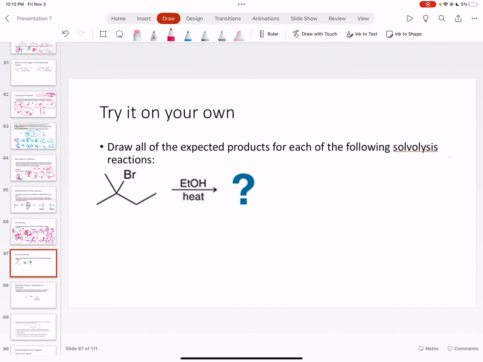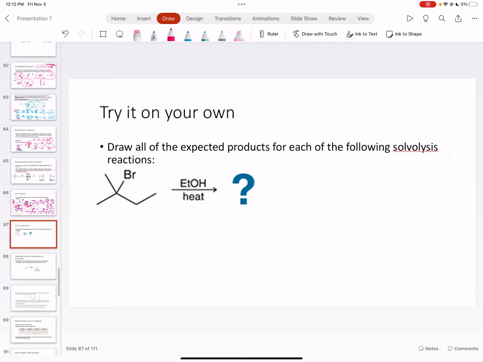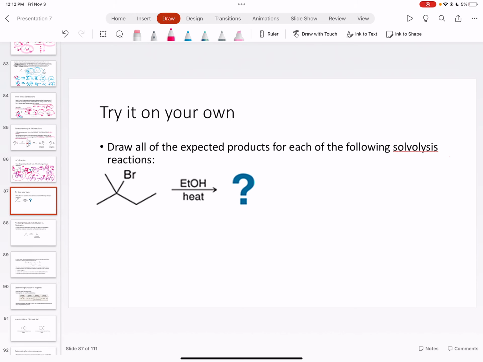Okay, so draw it on your own. Draw all the expected products for each of the following solvolysis reactions. Okay, so now I want you to be able to analyze this.